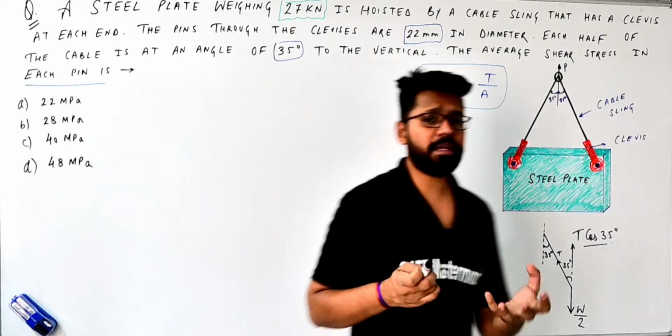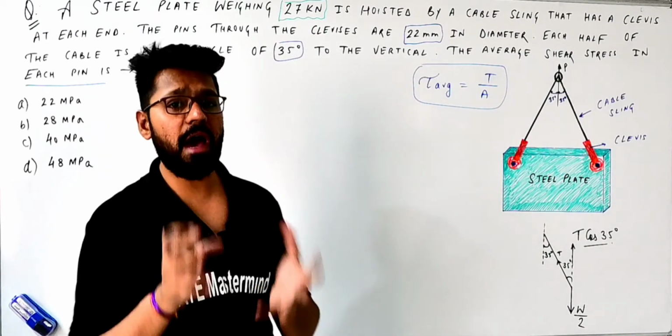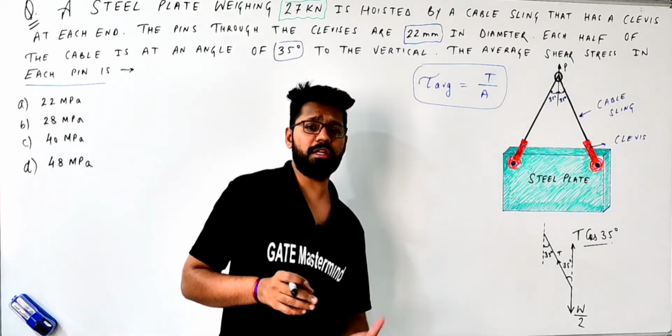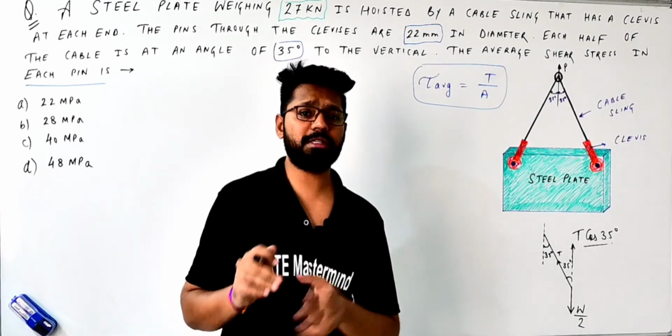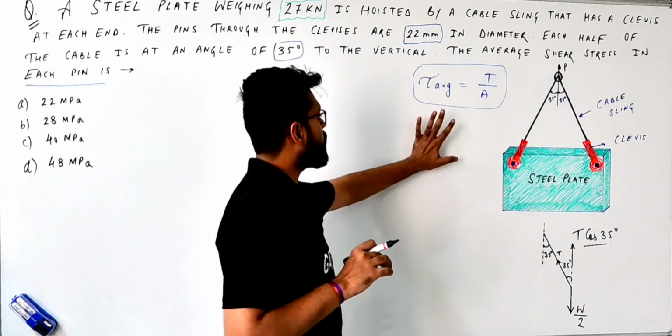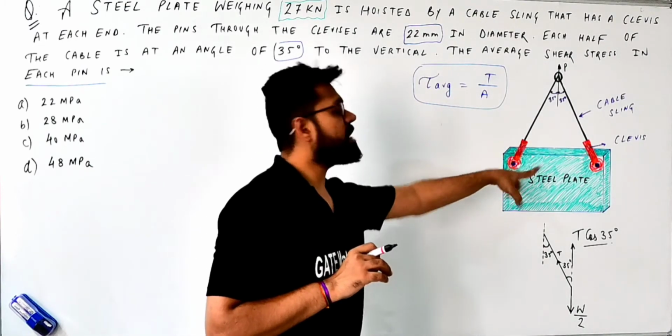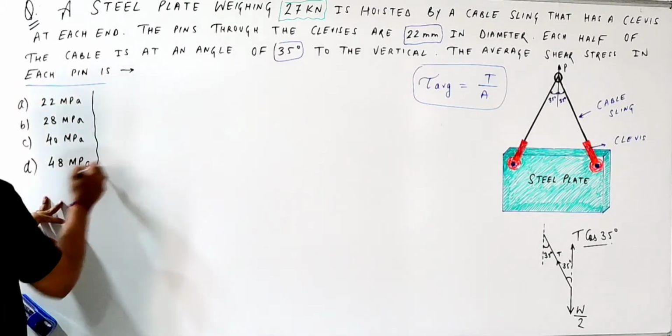So you can understand what shear stress is, what average shear stress is, and why we find the average shear stress and average normal stress in strength of materials. These explanations were there in a detailed manner. So we have to find the average shear stress in each pin. Did you understand the problem? Okay students, these are the options.